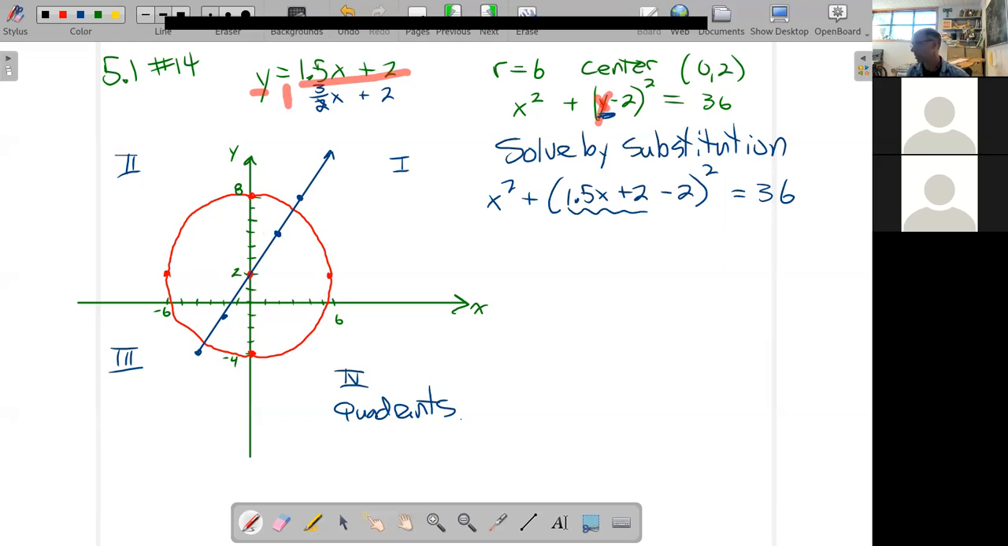Cool thing about this equation right here is all I have is x's. Plus 2 minus 2 is 0. 1.5x is now squared. And then we have to square 1.5, calculator if necessary. On a good day, that's 2.25. I'm going to double check that I'm right there.